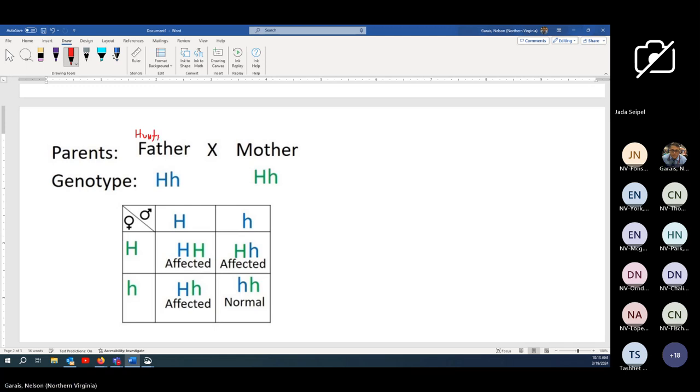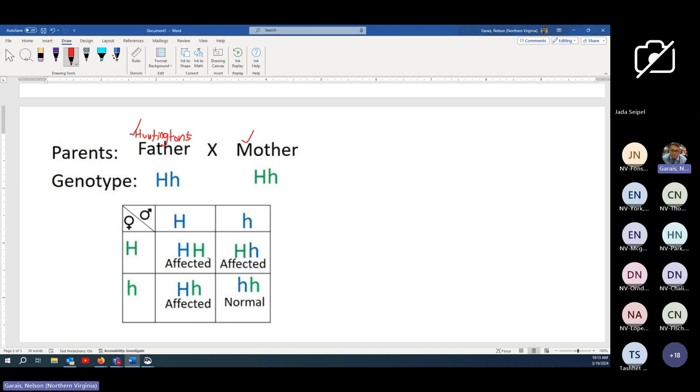Huntington's disease is a neurologic disease. So he has it. Mom has the same genotype. So what's her phenotype? She also has it. So both of them have Huntington's disease. Who knows? Maybe they met at a Huntington's party.